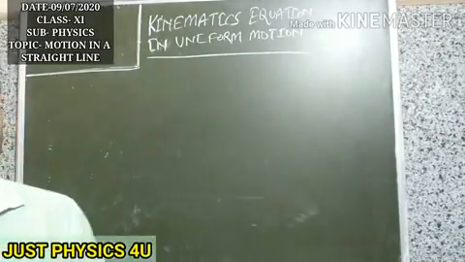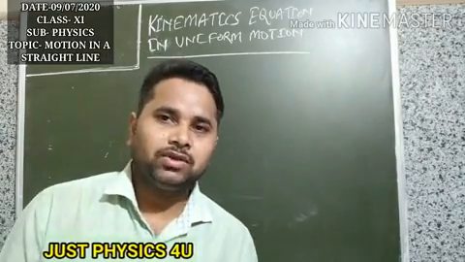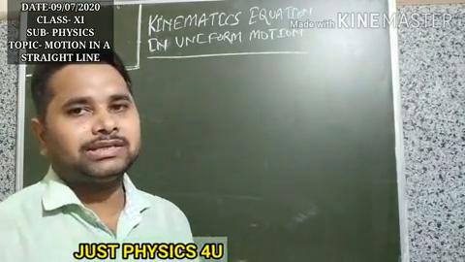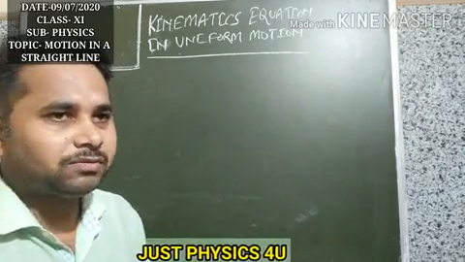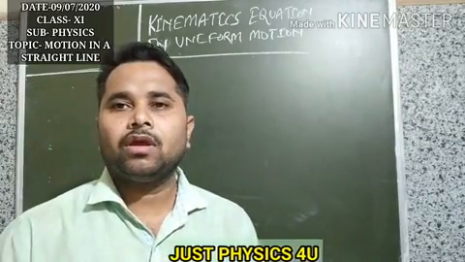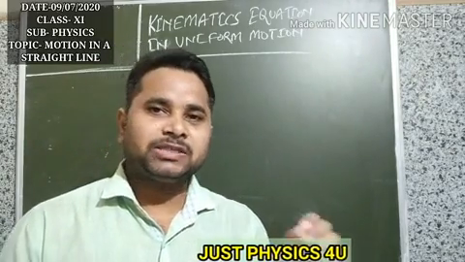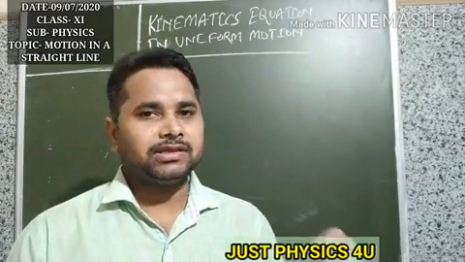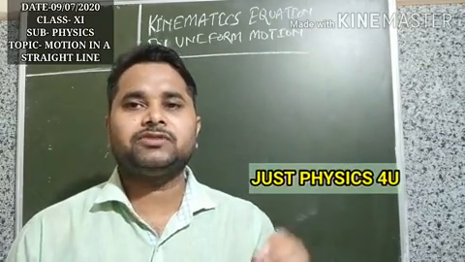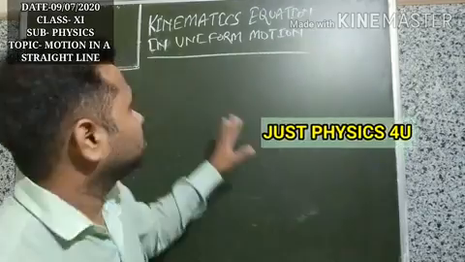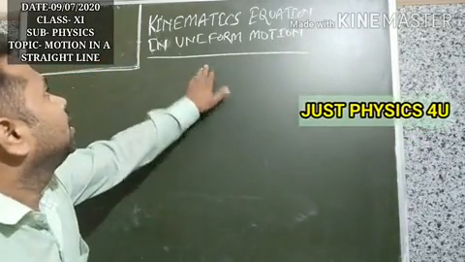Students, you know uniform motion means the body has constant speed or velocity. And you should also know the difference between speed and velocity. If I say speed, it means it has no direction, and if I say velocity, it means it has a fixed direction. So see this.